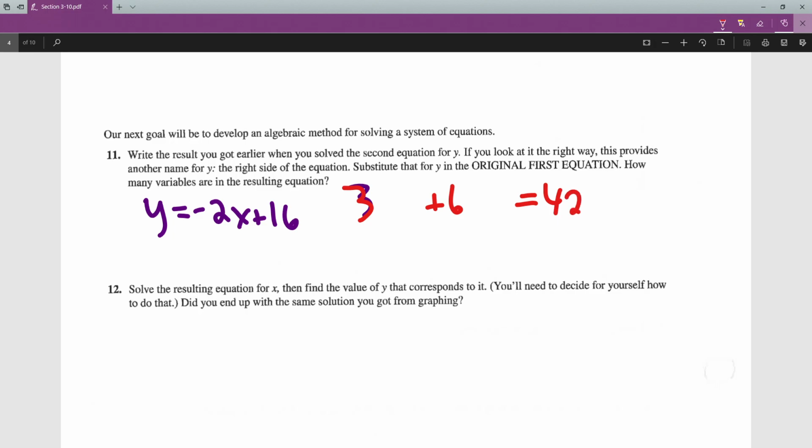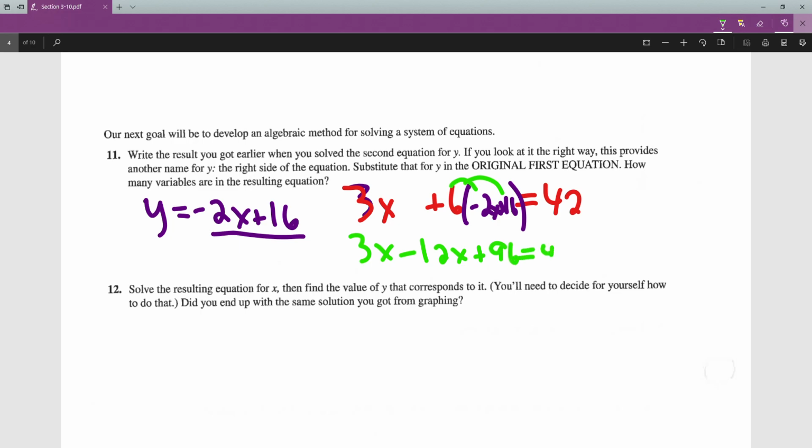x is going to stay x, but in place of y, I'm going to put what we just found y to be equal to. y was equal to this, so it's going to be 6 times negative 2x plus 16. And I wrote really small there, sorry about that. And then we solve that equation. I would solve that equation by distributing through. So I get 3x minus 12x plus 96 equals 42.